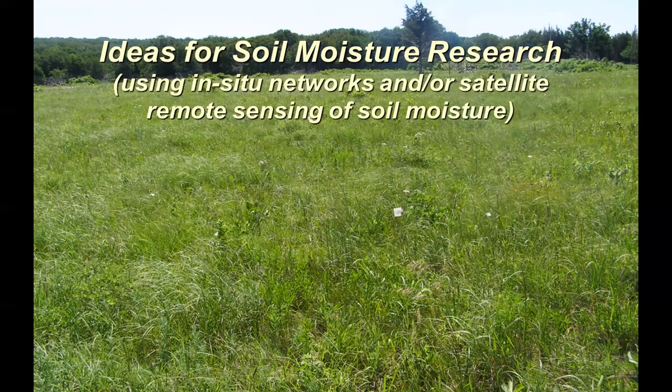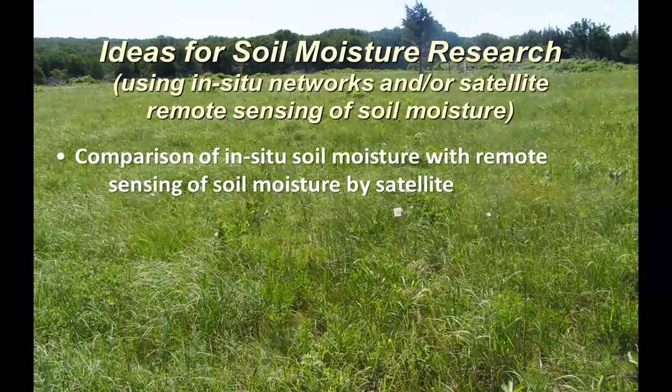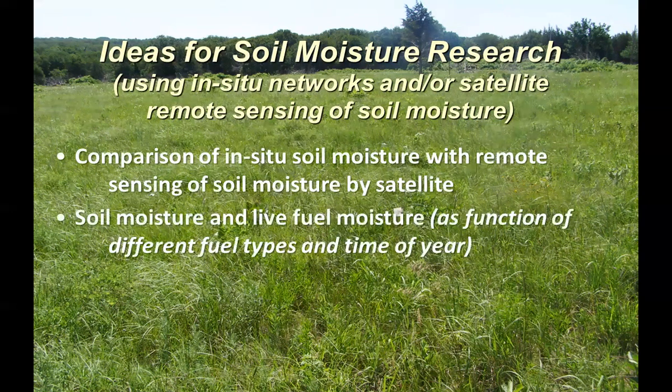So ideas for soil moisture research, and this would be using either in-situ networks or satellite remote sensing of soil moisture. And since satellites will definitely be used in the future, as will in-situ networks, it makes sense to compare what the in-situ network is measuring with respect to soil moisture, comparing with what the satellite is actually sensing. And I'm sure some of that research is already currently being done.